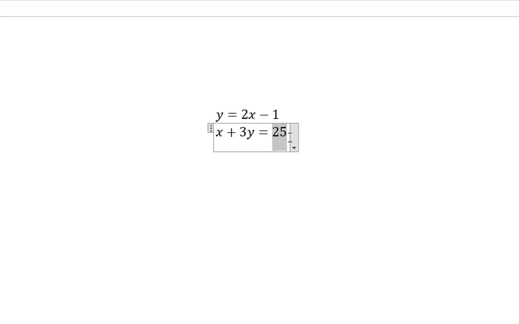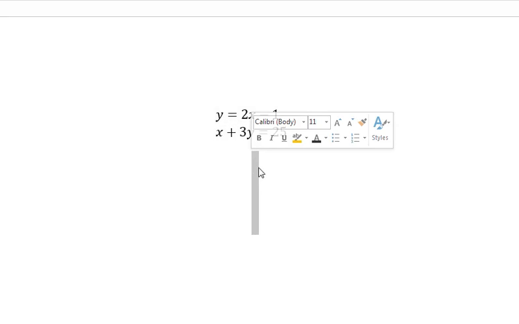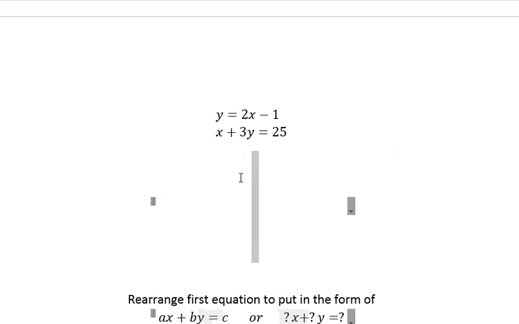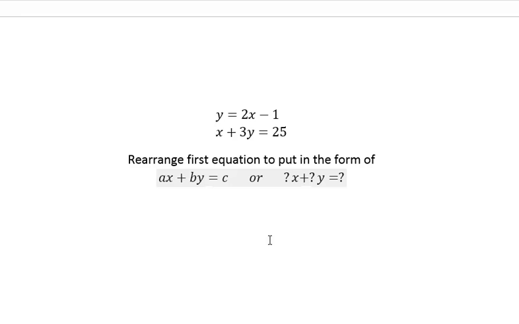1x plus 3y equals 25. My top equation isn't like that, so I'm going to need to rearrange that. So in order to do that, I will do some manipulation with that first equation. So first things first, I want the 2x to be on the other side, so I'll do that by subtracting 2x from both sides. Subtract 2x there and subtract 2x there.